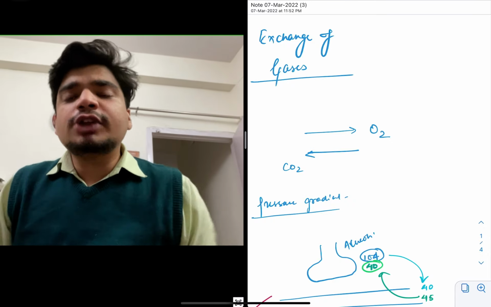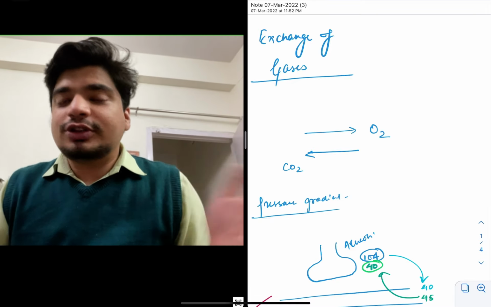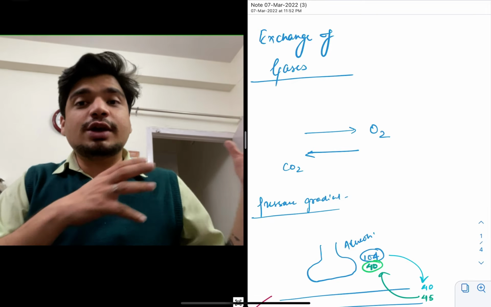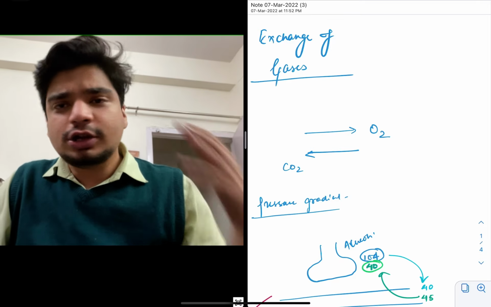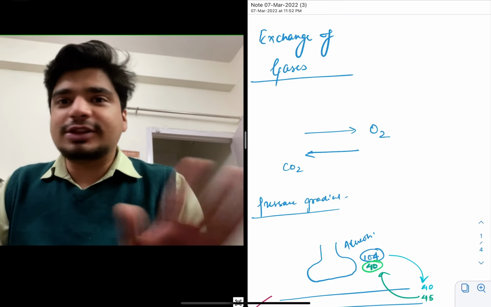Nothing is going to move from a low pressure to a high pressure gradient. Every movement will occur from a high pressure to a low pressure with the help of diffusion, because we know that diffusion occurs from an area of high concentration, that is high partial pressure, to an area of low concentration, that is low partial pressure, and everything will be in this manner only.